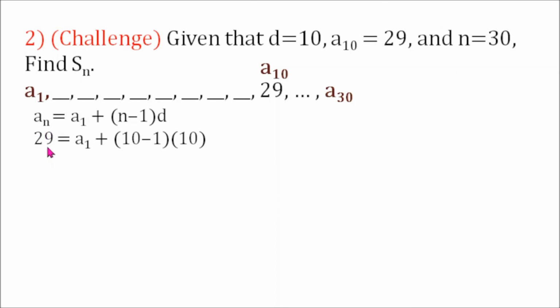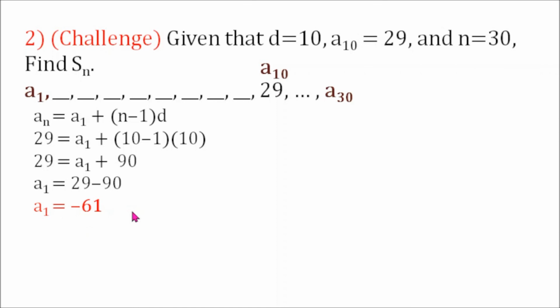So 29 is our a sub 10. So we have 29 equals a sub 1 plus 10 minus 1 times 10, our common difference. Simplifying furthermore, we have 29 equals a sub 1 plus 90. Subtracting 90 from both sides, we have a sub 1 equals 29 minus 90, and that is negative 61. Now we know the first term.